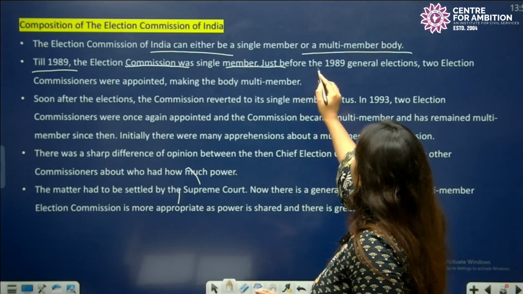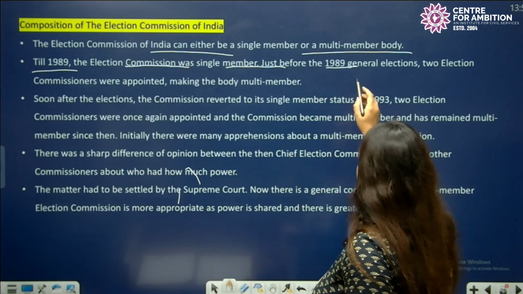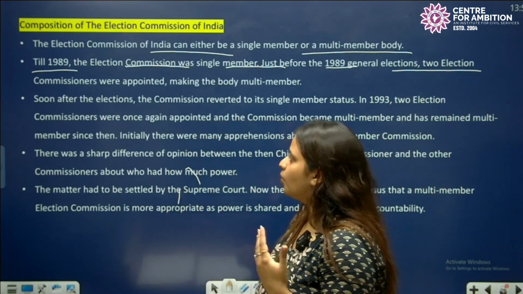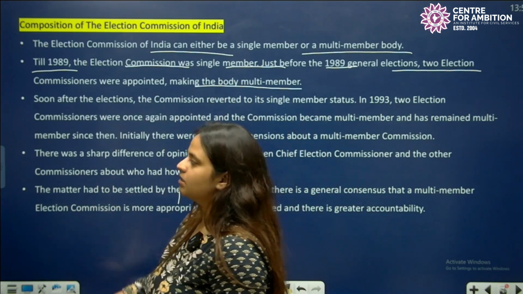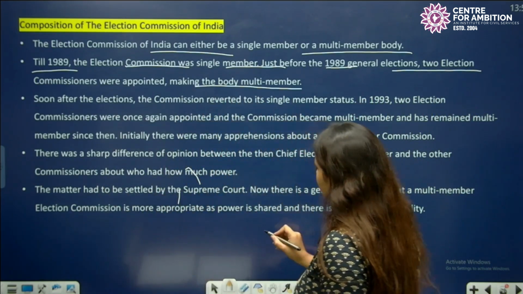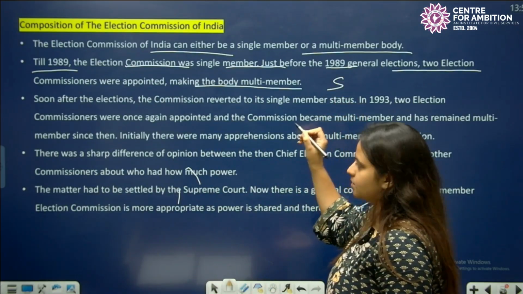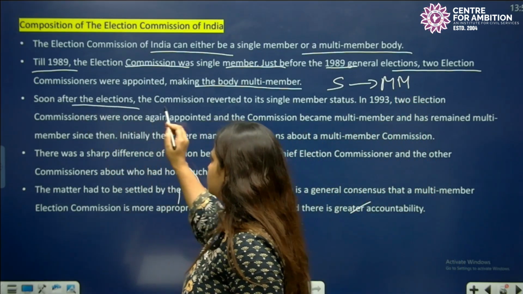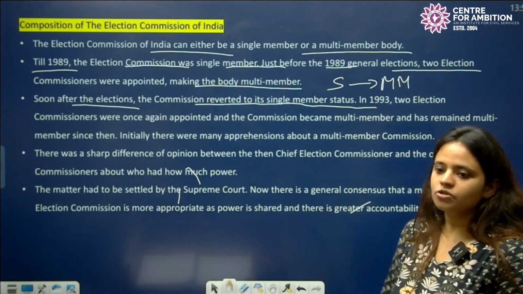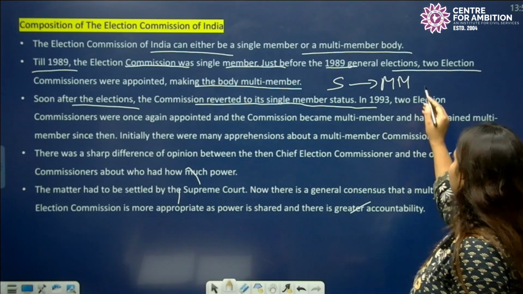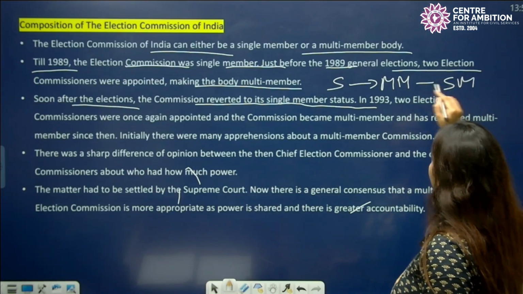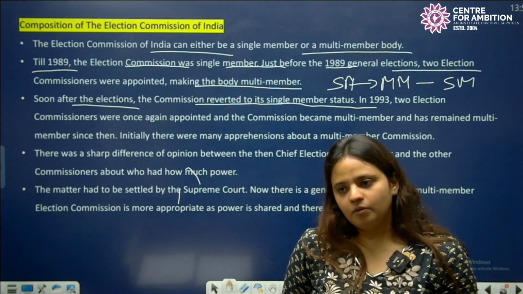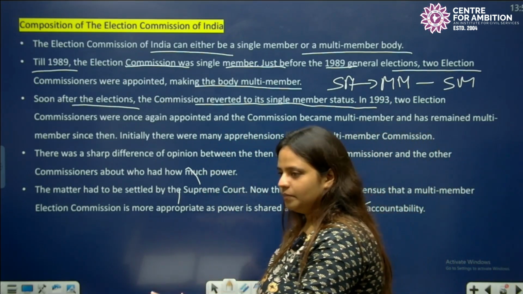Then before the general elections, the Election Commission was made a multi-member body. So it was single member first, then it became multi-member. Soon after the elections, the commission reverted to its single member status. So initially it was a single member body, then it became a multi-member body, then it reverted back to a single member body again.